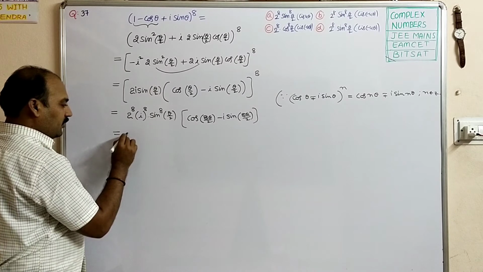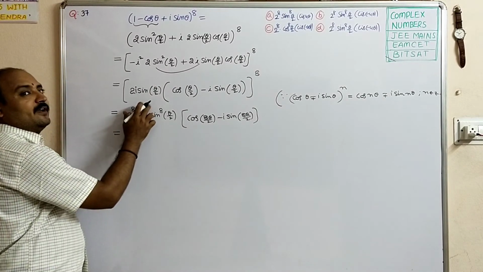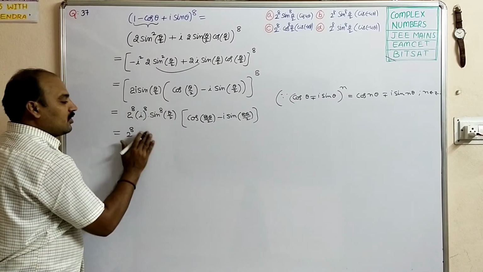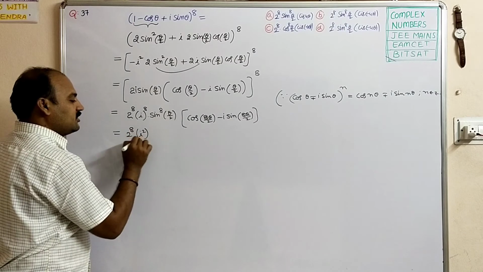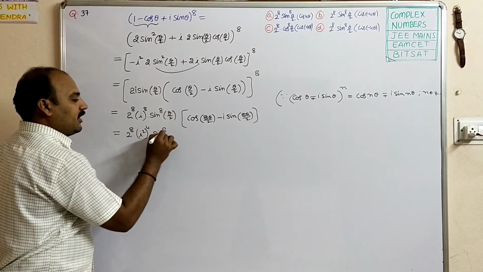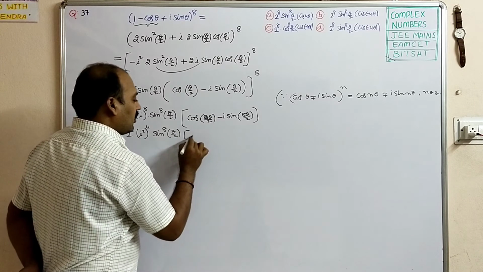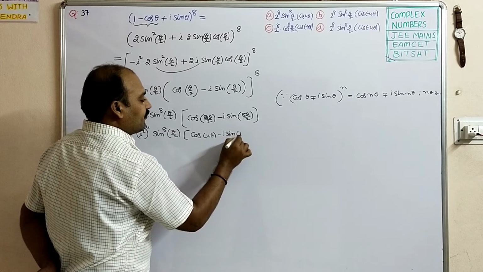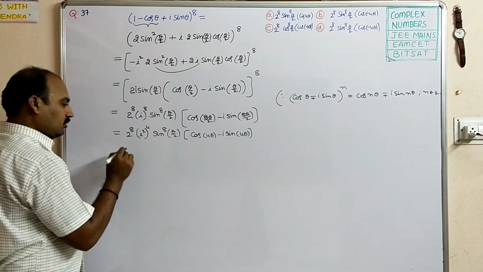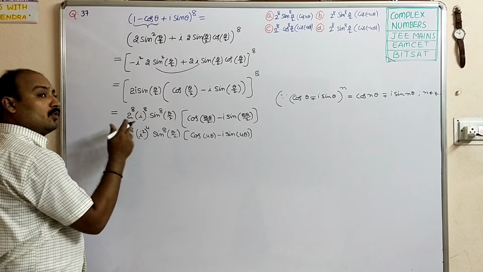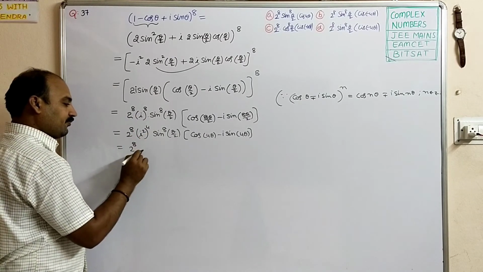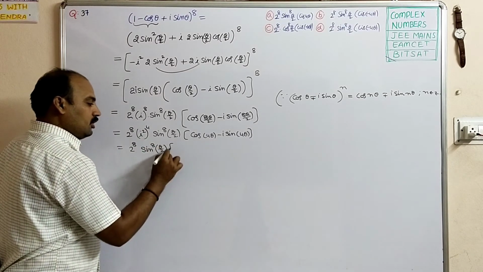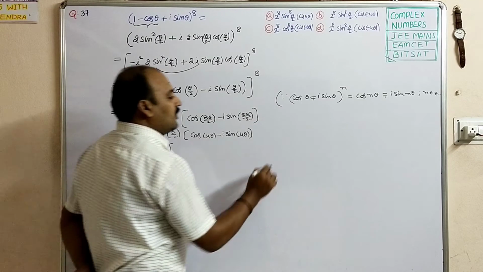which is equal to 2 power 8, i power 8, i square value minus 1, minus 1 whole power 4 times, 1 only will come. Otherwise, if you have any doubt, we can do like this, i square by 4, sin power 8 theta by 2, cos 4 theta minus i sin 4 theta. i square value minus 1 whole power 4 is plus 1, 2 power 8, sin power 8 theta by 2 into cos theta plus i sin theta.